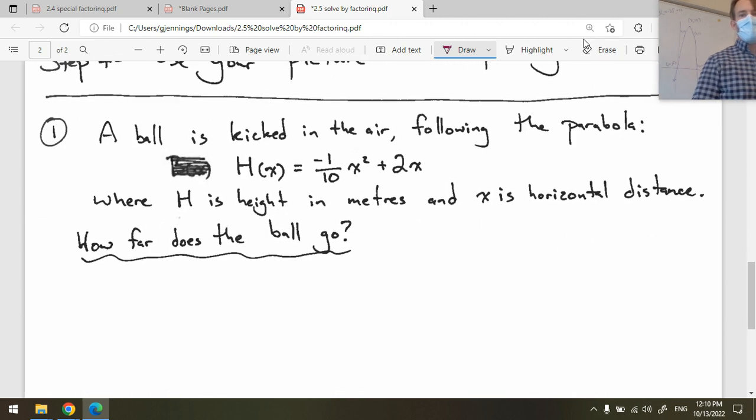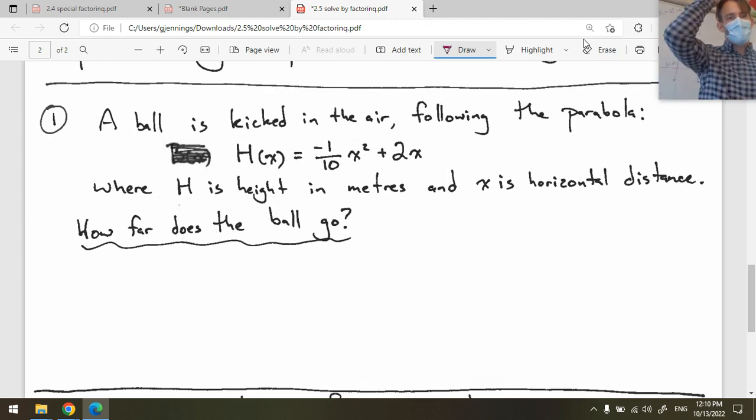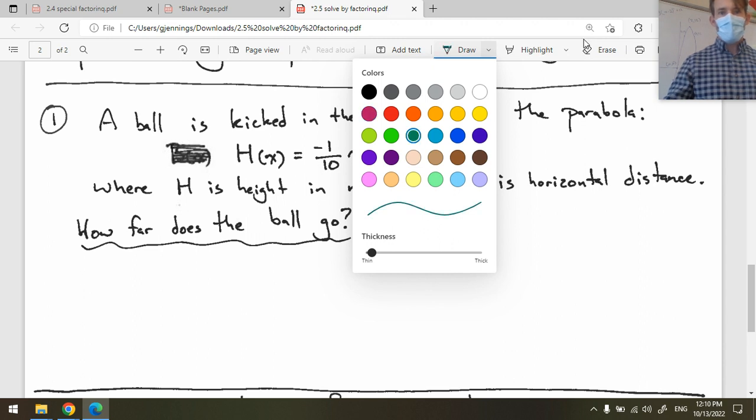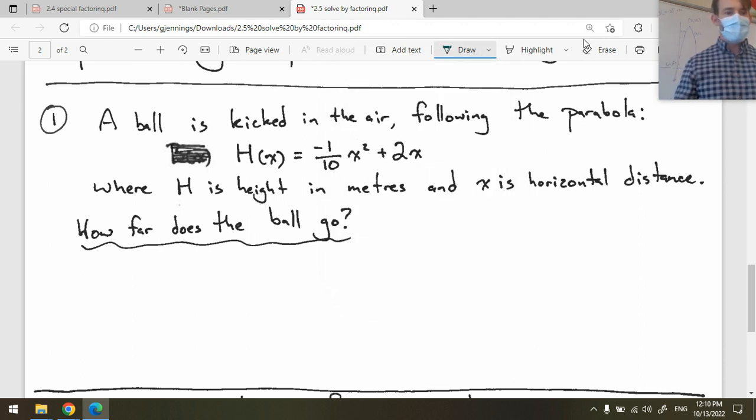So if we have a ball kicked in the air and it follows this parabola, where h is height in meters and x is horizontal distance, we want to know how far this ball goes. Okay? So let's draw a picture. I'm going to use green to draw the x-axis because that reminds me of grass.